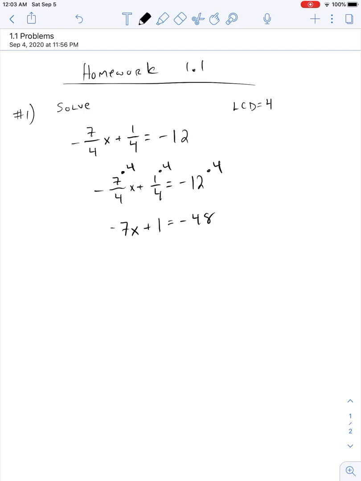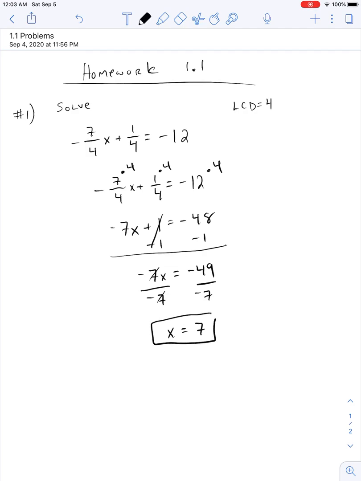We want to get x by itself. So from here should be nice, easy steps. We just subtract 1 from both sides. You're left with negative 7x equals negative 49. And then your last step would be just to divide by negative 7. Doing that gives us a solution of x equals 7. So a nice example of what your number 1 may look like.